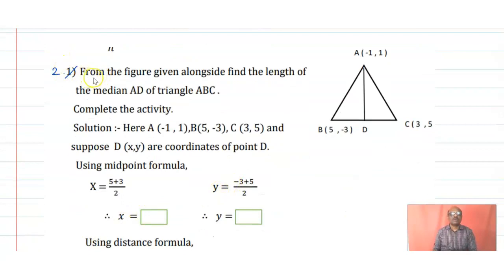Now question number 2. From the figure given alongside, find the length of the median AD of triangle ABC. Complete the activity. Here the coordinates of point A are (-1, 1), B is (5, -3), and C is (3, 5). Suppose D(x, y) are the coordinates of point D, and D is the midpoint. Therefore (5 plus 3) upon 2, that is 4 here. Next, (-3 plus 5) upon 2, that is 1 here.